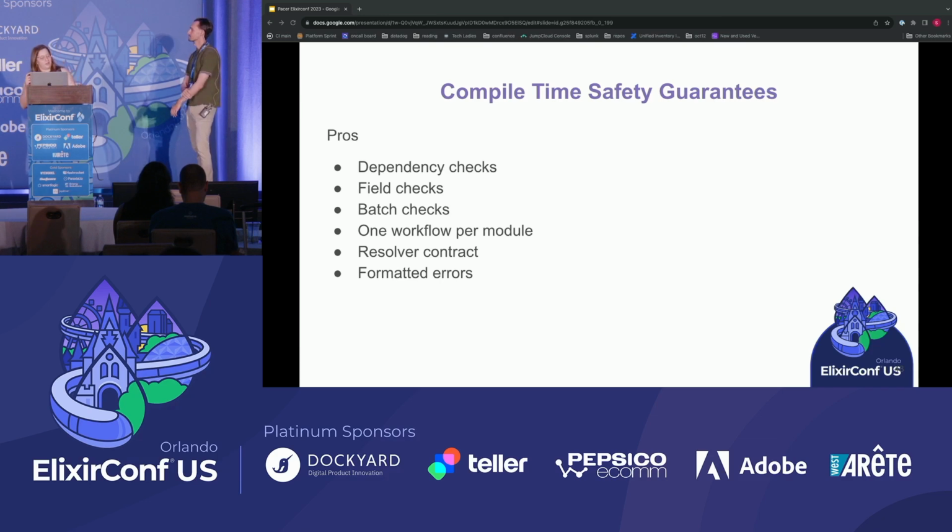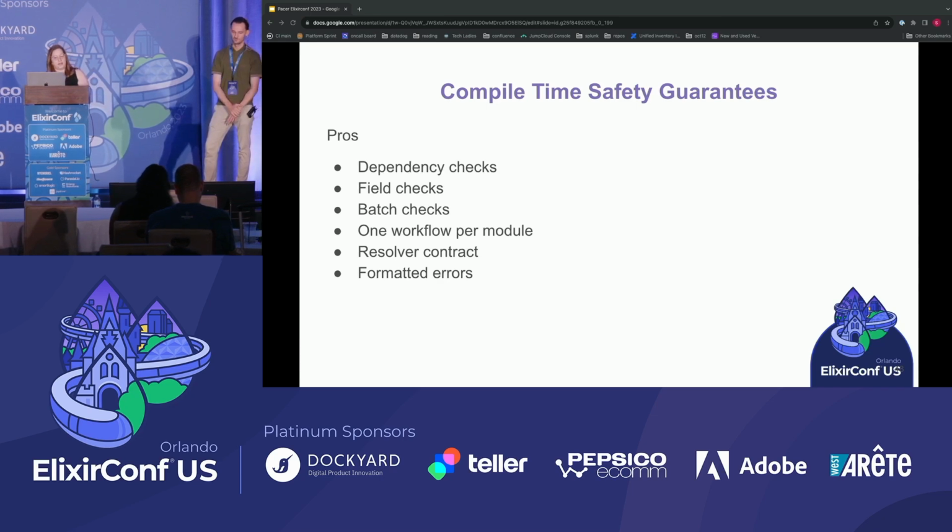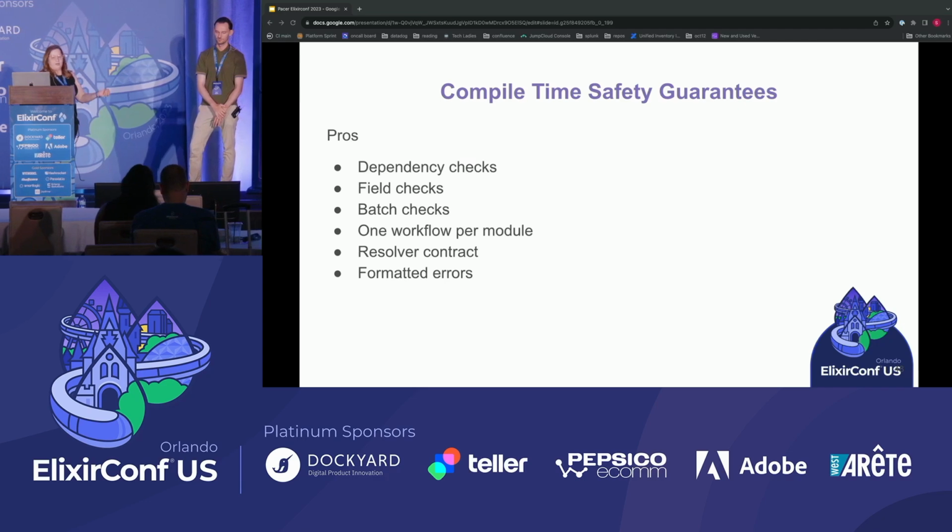Cool. So the main thing that we wanted to do is have some compile time safety guarantees, right? We want to make sure all of the fields are there and have values and rely on each other, and we know what's going on. So we can detect and prevent cyclic and reflexive dependencies. So field A and field B can't rely on each other. We have some field checks, so we can't have duplicates. We can't have dependencies on fields that don't exist in the workflow. We have batch checks, so we can prevent invalid batches. We can't have fields that have resolver functions defined that resolve within the same batch.